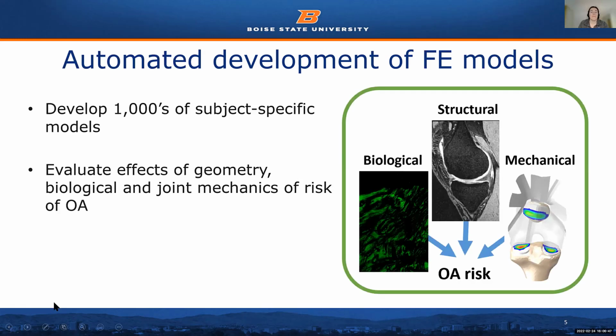The reason why we want to automatically be able to develop these finite element models is that it allows us to develop not just a handful of individual patients, but thousands. So we can genuinely look at what's happening across a population and get an understanding of that variability. Our specific interest is in osteoarthritis risk, which is why we're looking at osteoarthritis patients. We're interested in what the factors are: how do the geometry of the joint, the biology of the joint, and the mechanics and loading of the joint all play into this risk of osteoarthritis?